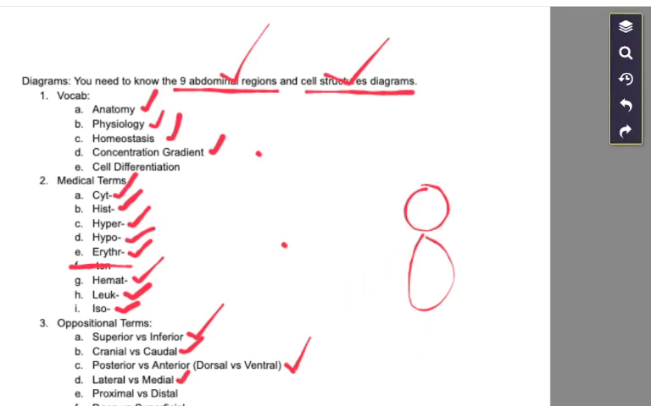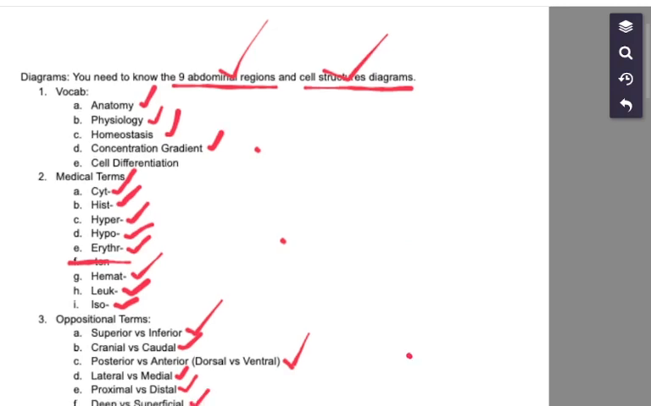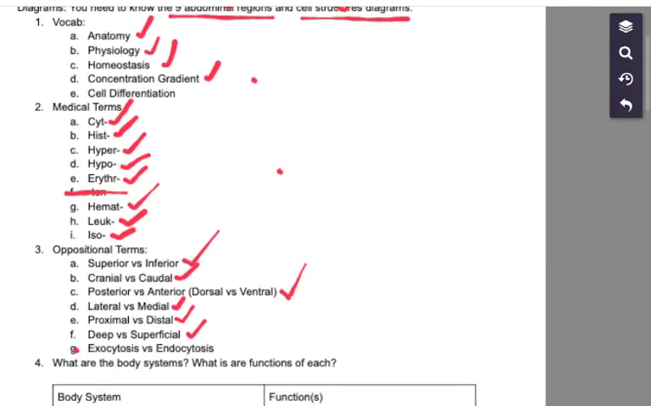When we're talking about deep and superficial, we're talking about close to the skin or deep to the organs. So deep would be deeper inside of the body, and superficial would be closer to the skin. And exocytosis versus endocytosis, we're not really too worried about that, but exocytosis is going to be excreting to an external structure, and endocytosis would be kind of secreting from an internal structure, but we're not going to be worried about that for the exam.